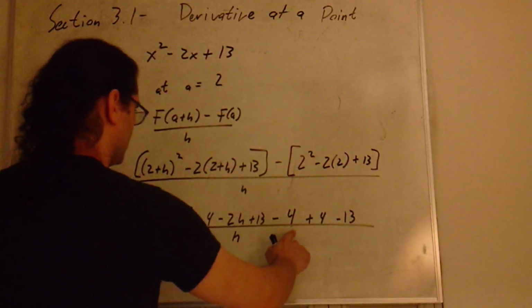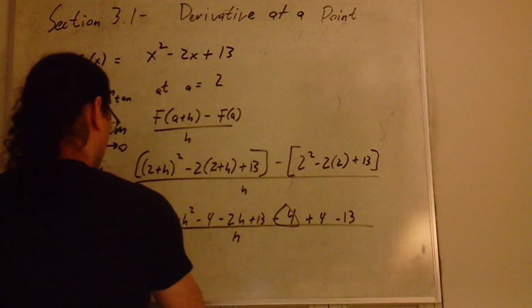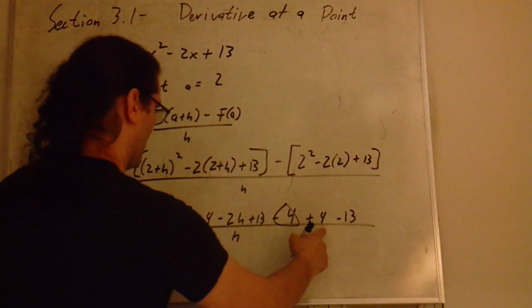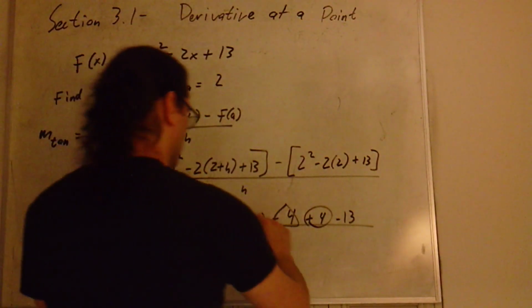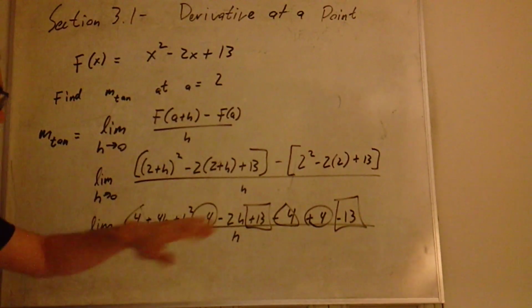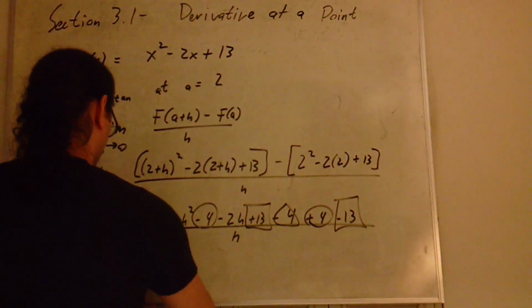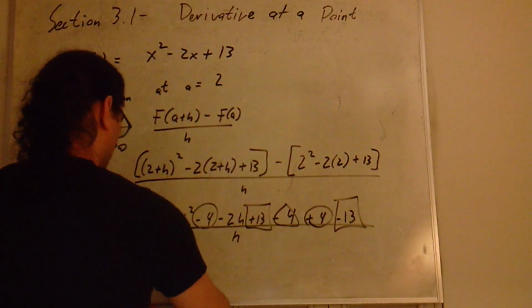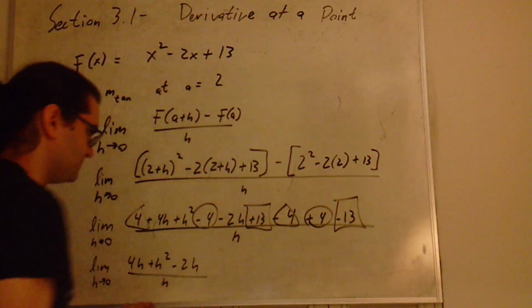And it does. My 2 squared cancels with my 2 squared. Use triangles for that one. My positive 4 cancels with my negative 4. And my 13 cancels with my negative 13. I'll put squares on that one. All of this stuff cancels, which leaves me with the limit as h goes to 0 of 4h plus h squared minus 2h all over h.